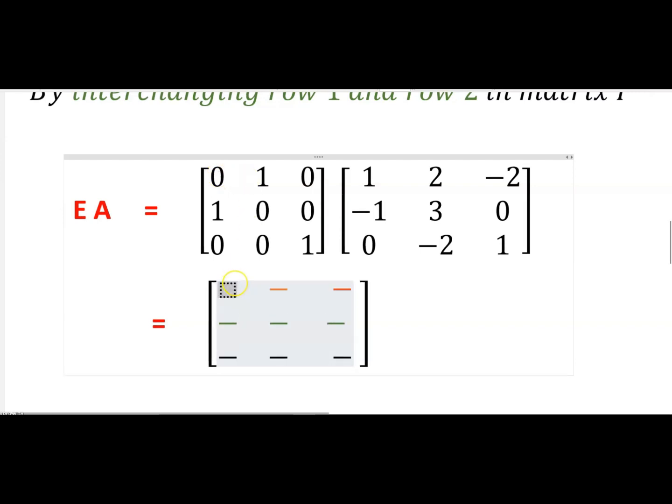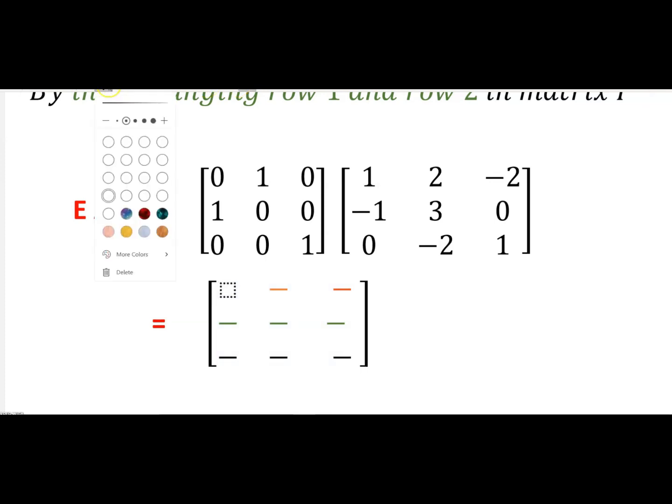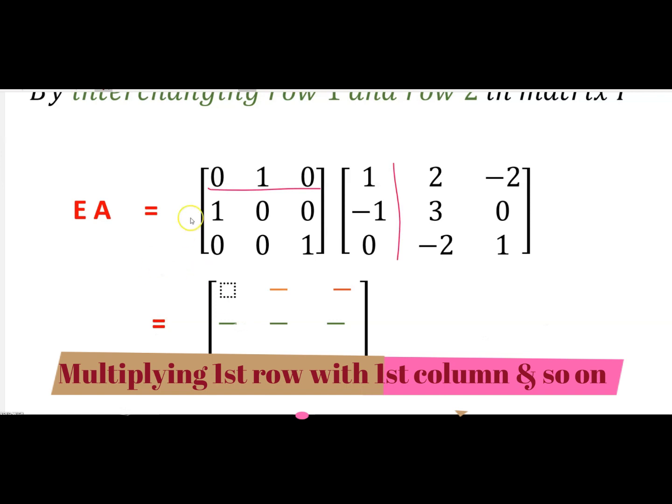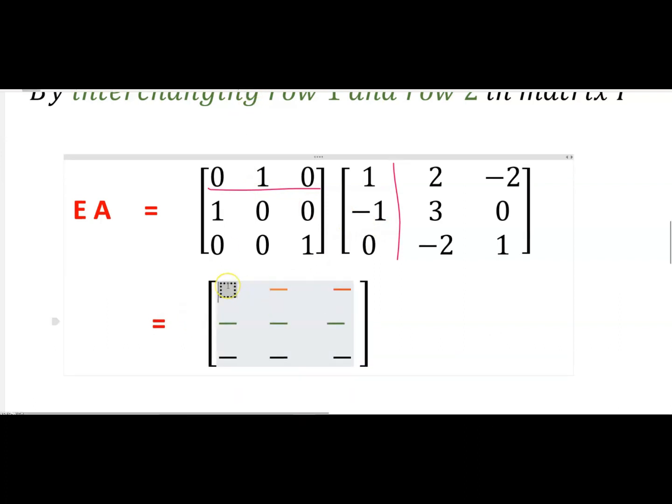Now just multiply this. All of you know how to multiply it. This will be the first row and the first column: 0 into 1 plus 1 into minus 1, that is minus 1. So I'm writing here minus 1. Similarly, with the second column, this will be 3, right? Now with the third column, this will be 0.